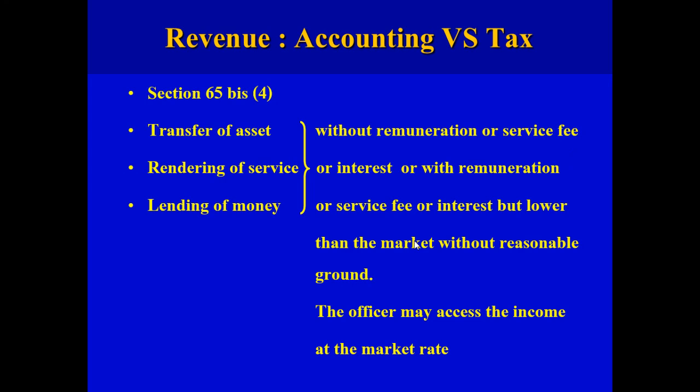So in my computation of the net taxable profit, I do not need to adjust another 5,000 baht into the calculation, because it is charged for the remuneration of the transferring of the asset, and it has a reasonable ground. It has a reason: why do I charge only 5,000? That is because of the sales promotion. So in this case, I do not need to adjust. That is the meaning of Section 65 Bis number 4.